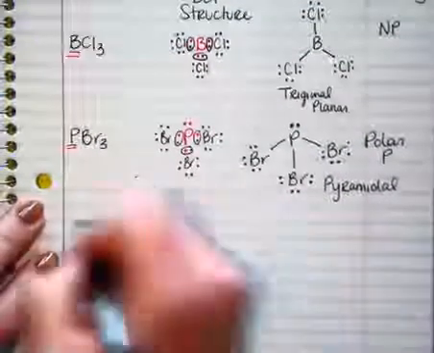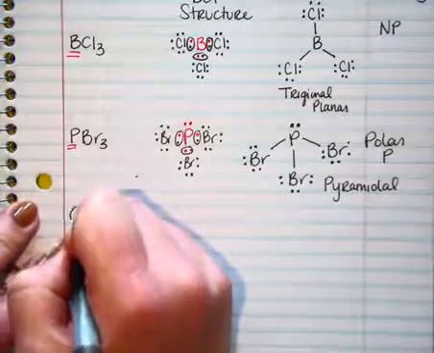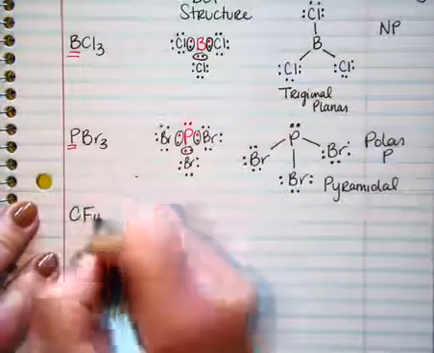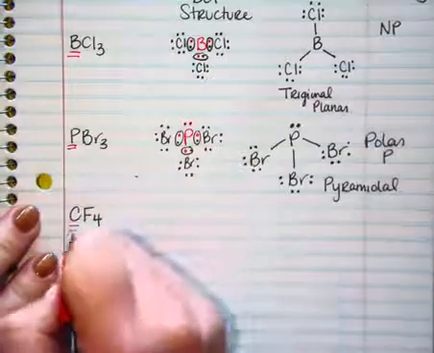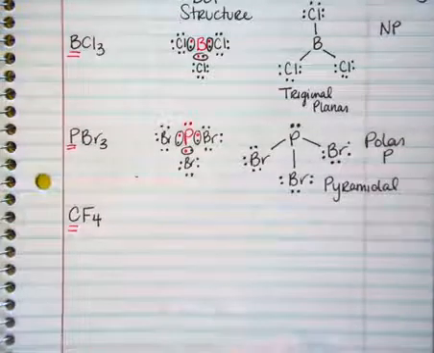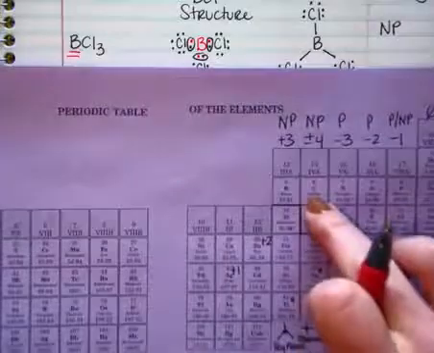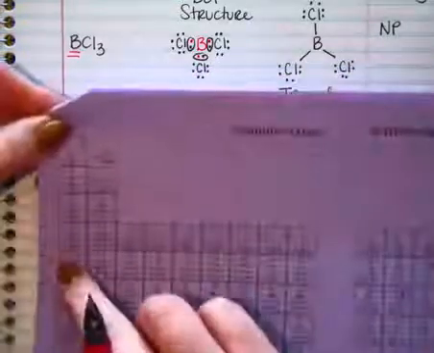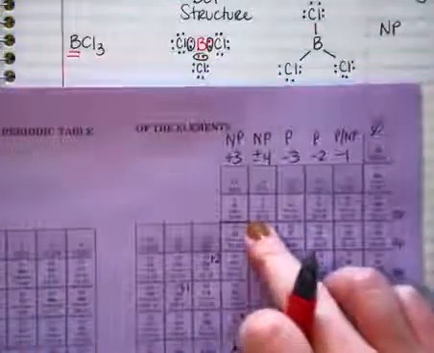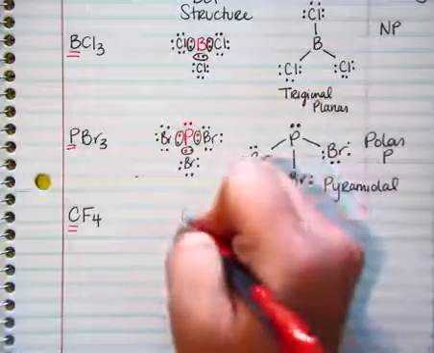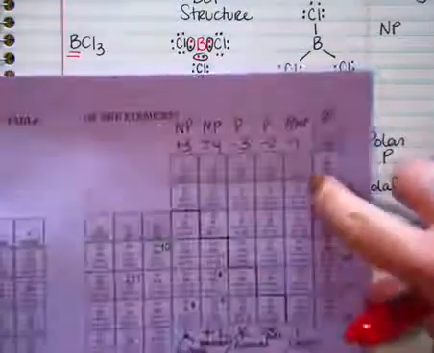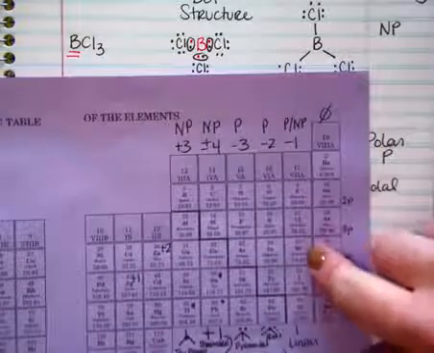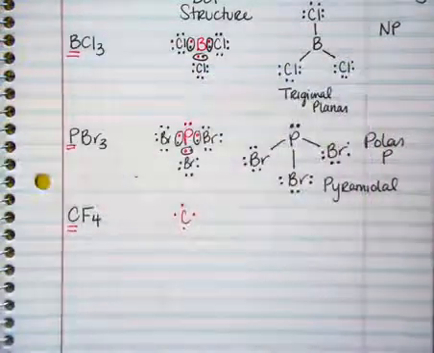Let's do carbon tetrafluoride, so CF4. So that means my central element here is going to be the carbon. So when I come to my periodic table, carbon has how many dots? 1, 2, 3, 4. And fluorine is in the same column as chlorine and bromine, so I know that I'm dealing with 7 dots there.